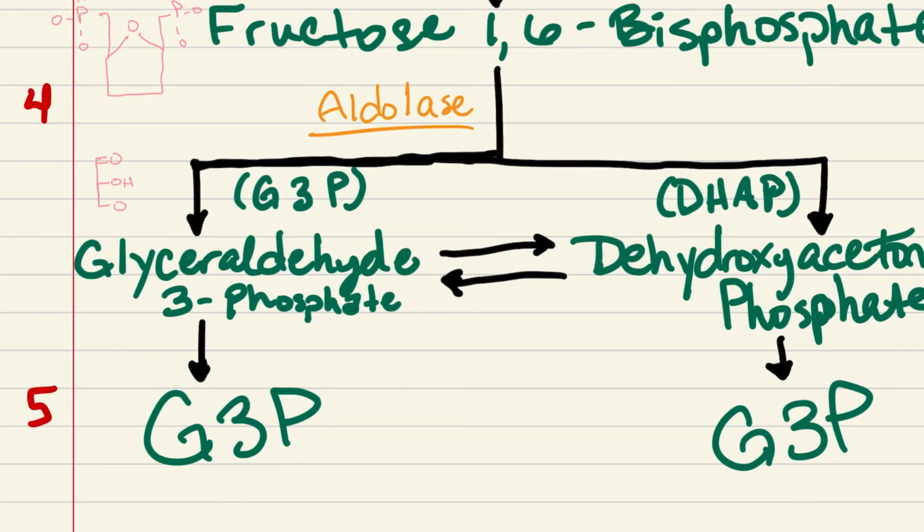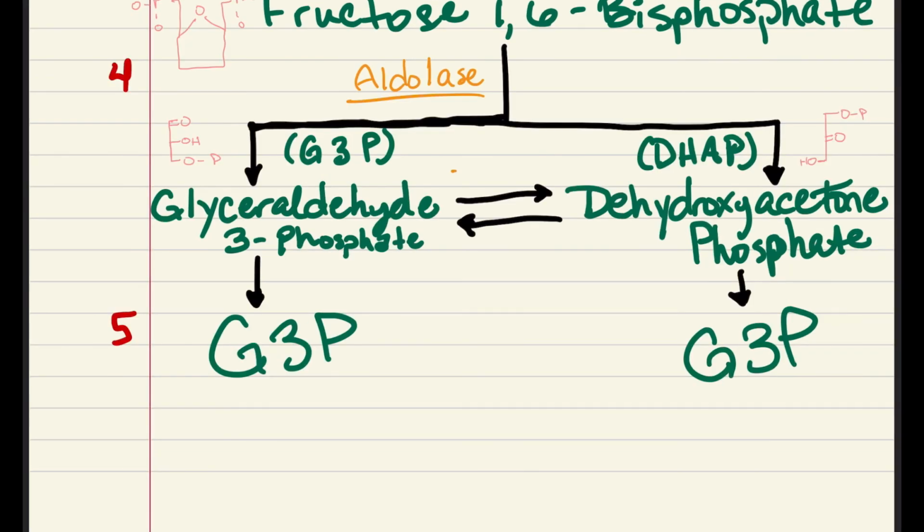Well, how do we convert DHAP to G3P? Well, there's this fun enzyme called isomerase. And isomerase, as it will be shown in here, will convert DHAP to G3P and vice versa. Isomerase can also convert G3P to DHAP.